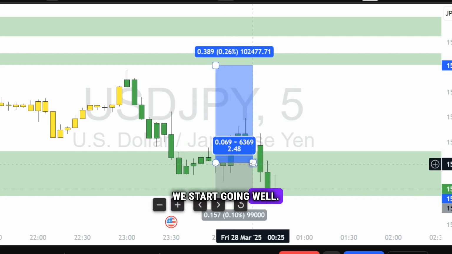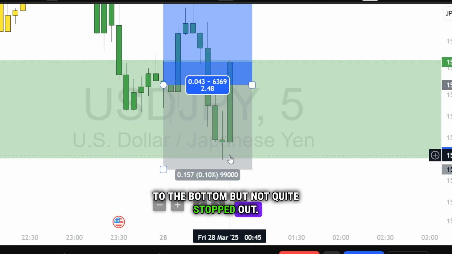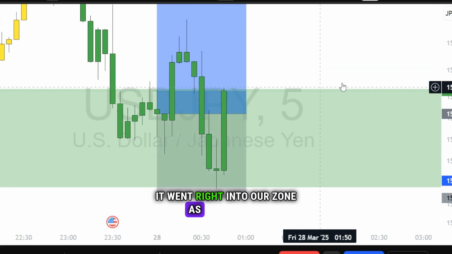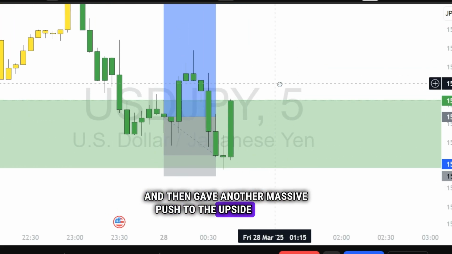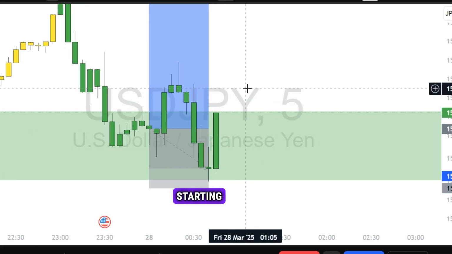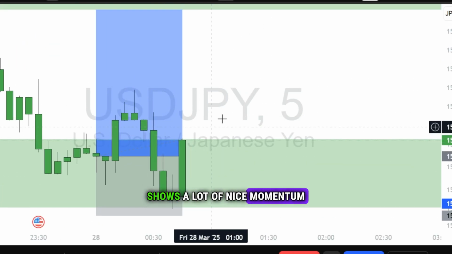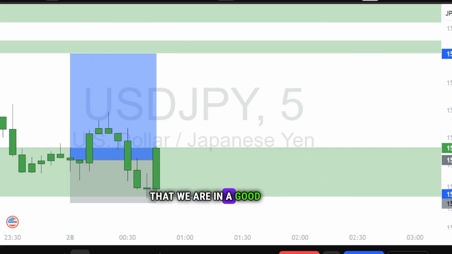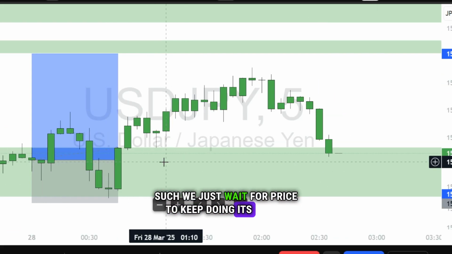We start going, well, we start getting very close to the bottom but not quite stopped out. It went right into our zone, as you can see, and then gave another massive push to the upside, which is a really good sign that we are starting to reject. Now this candle here just shows a lot of nice momentum further above, so confirming that we are in a good spot to continue trading up. And as such, we just wait for price to keep doing its thing.